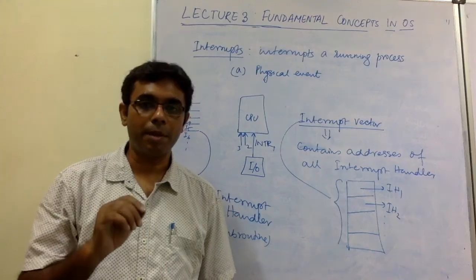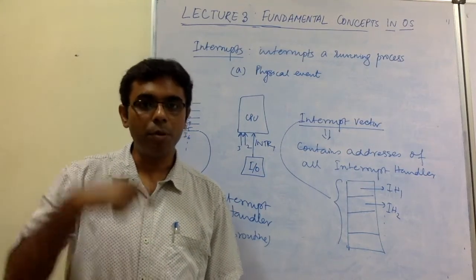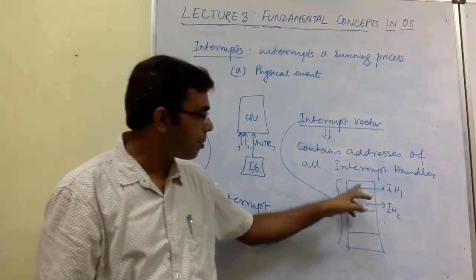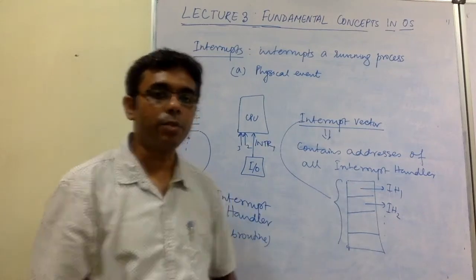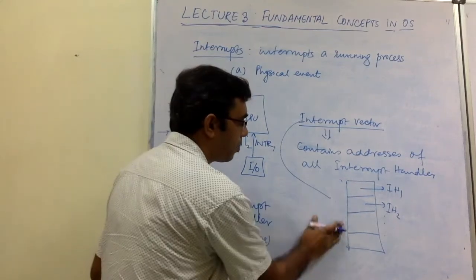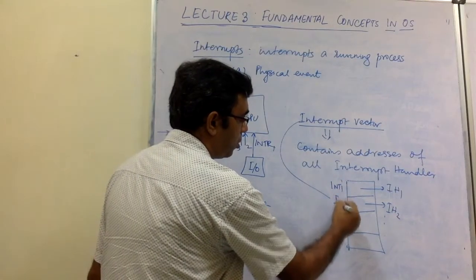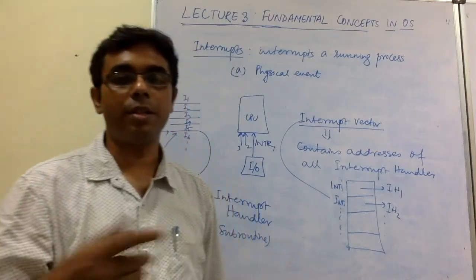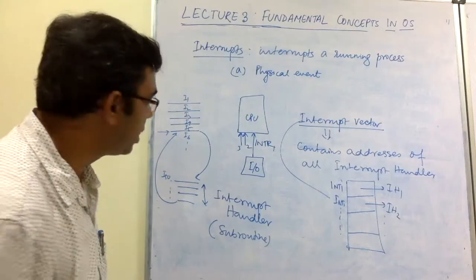So the moment an interrupt arrives, the CPU looks up into the interrupt vector and finds out which interrupt has arrived, and accordingly it jumps to that address which is maintained here. So this is, say, interrupt number 1, interrupt number 2, and so on. So accordingly it decides which interrupt has come and then jumps. So this is how interrupts occur through physical events.